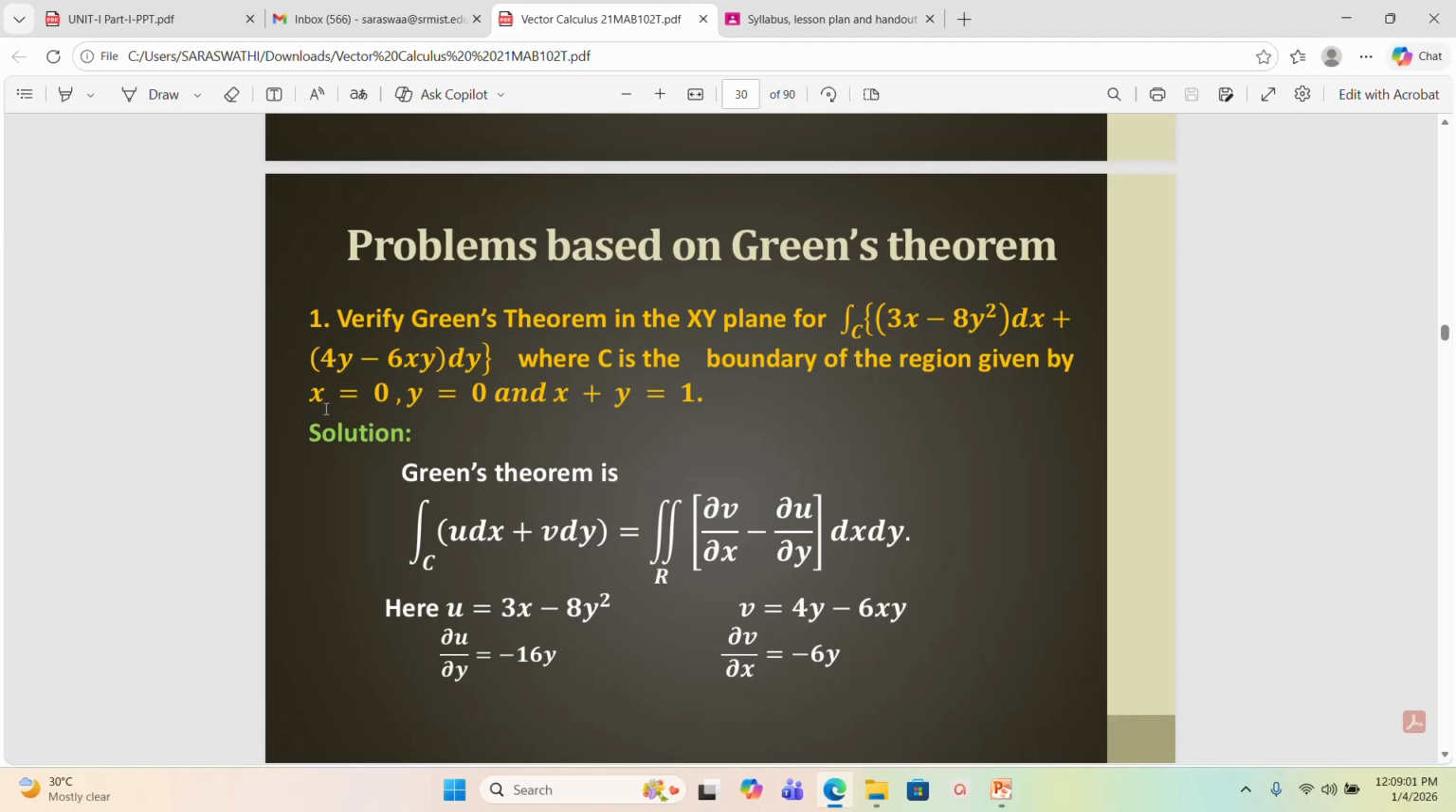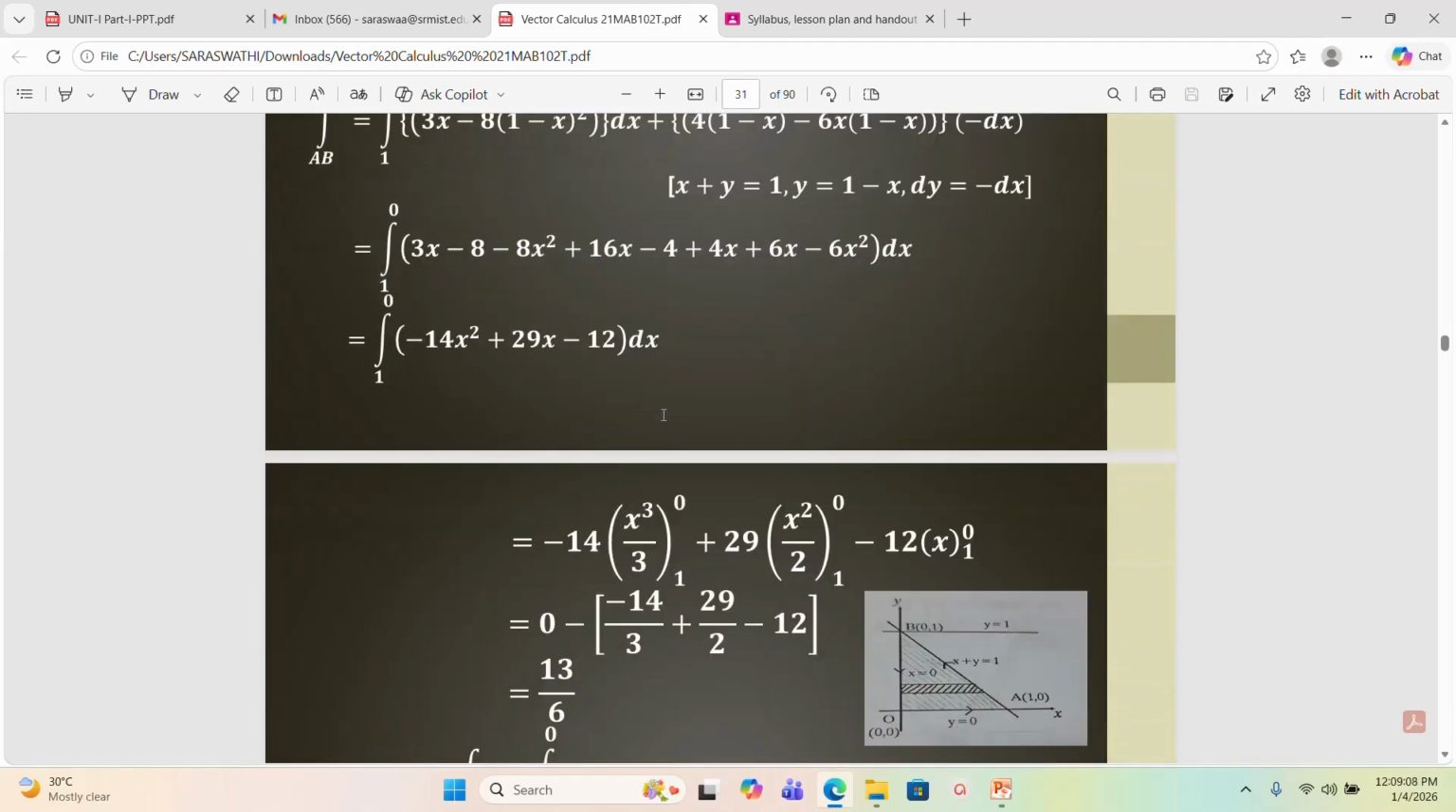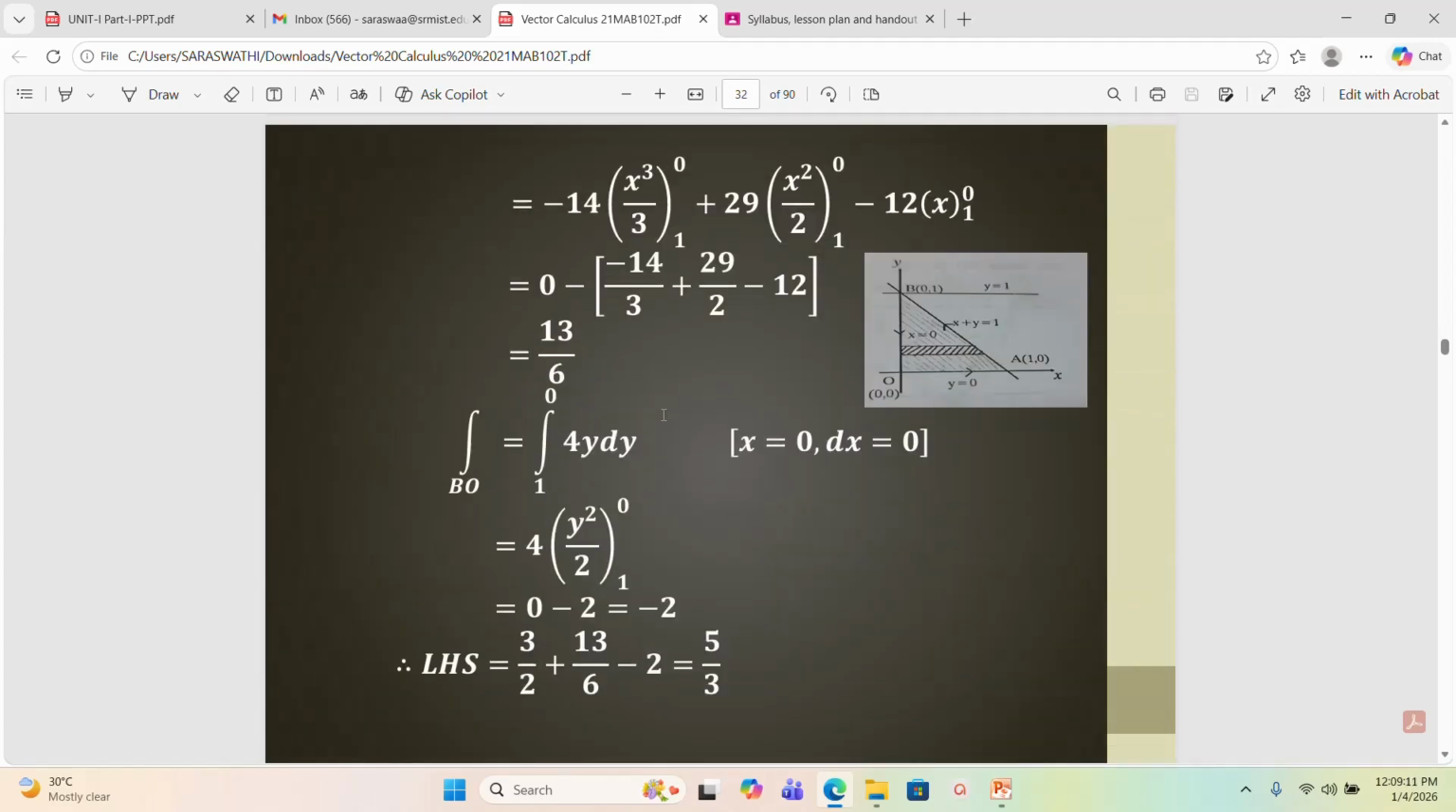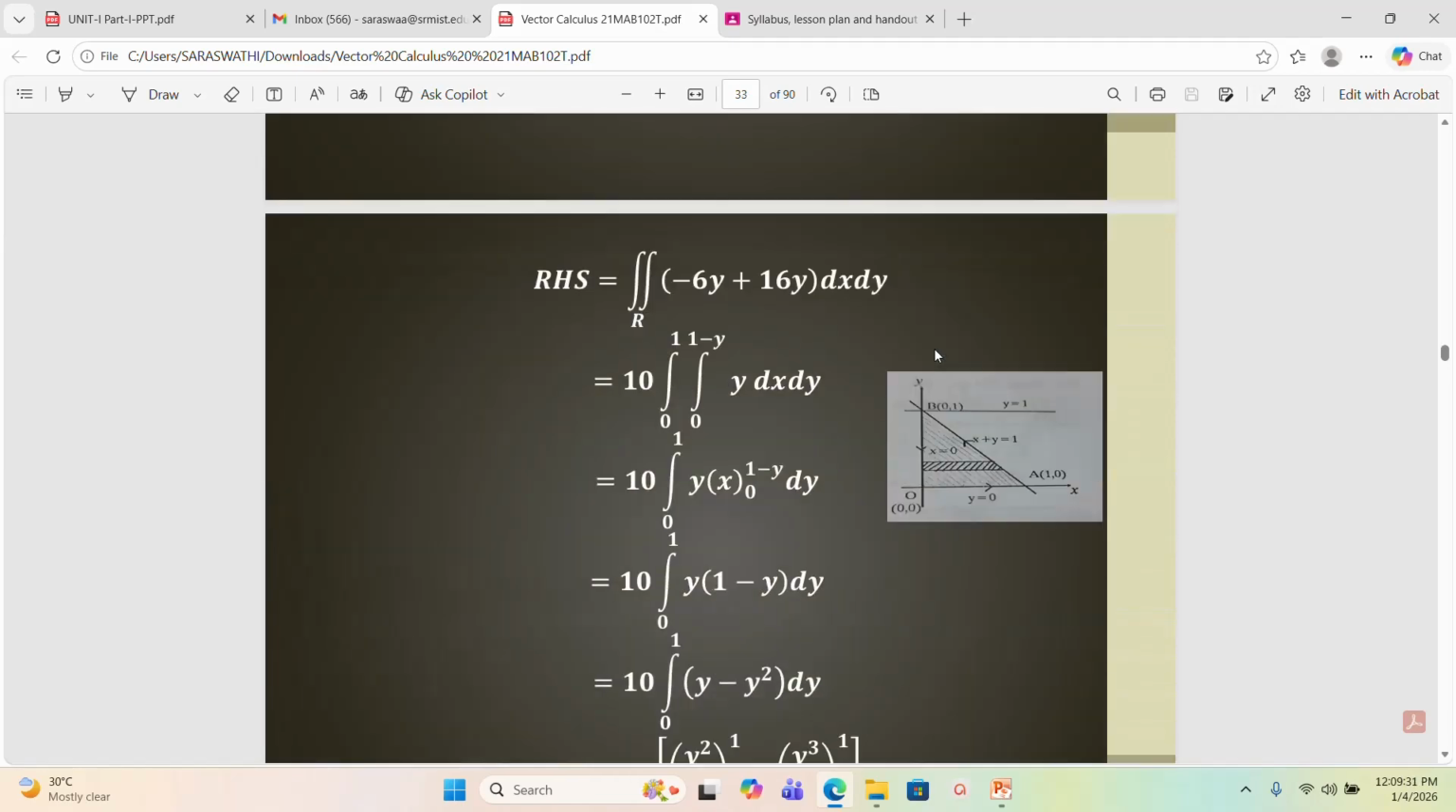So according to the question, the equations are given: x equal to 0, y equal to 0 and x plus y equal to 1. Already we know x plus y equal to 1 is a straight line that passes through 1 comma 0 and 0 comma 1. So this is the line for x plus y equal to 1, this is the equation of y equal to 0, and this is the equation of x equal to 0. So in this we can find out the values of x and y.